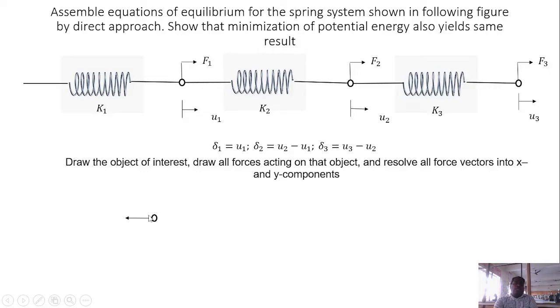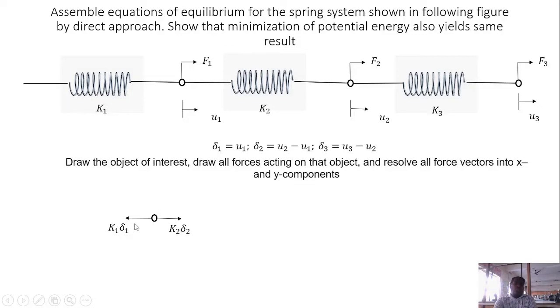Yes, on the left-hand side there is a force acting, which can be denoted as K1 into delta 1. As in our potential energy approach, the deflection is multiplied by the load. After that, what happened on the right-hand side? Yes, here after completing the first spring, the force is moved to the second spring, so K2 into delta 2. What happens on this node?